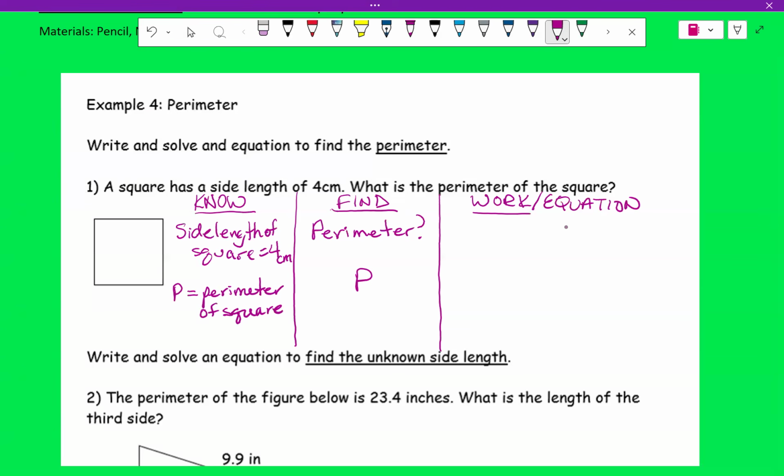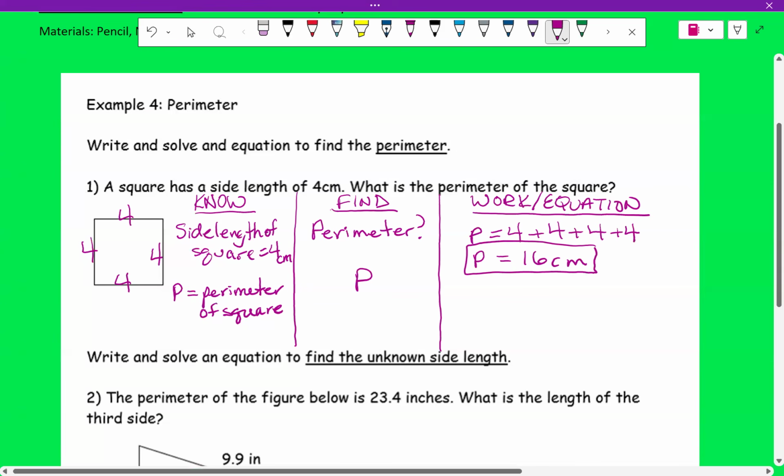And so now it's time to set up our equation. So I know that perimeter is the sum of all 4 sides. And I know that on a square, all 4 sides have the same measure. So in this case, we just have to add 4 times. Alternatively, you could do 4 times 4. So then our perimeter is 16 centimeters. And we're done.